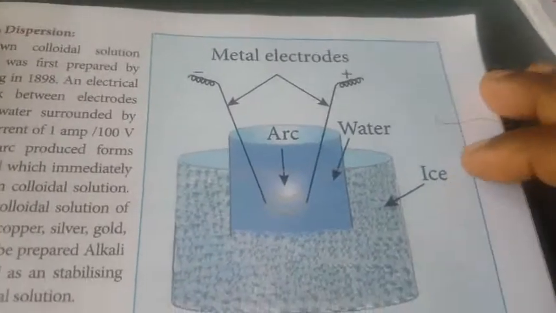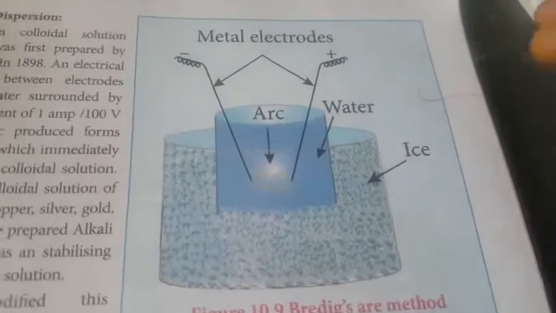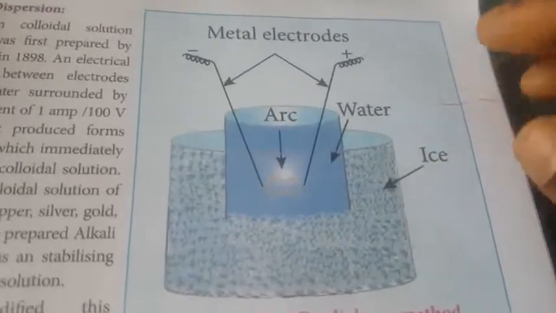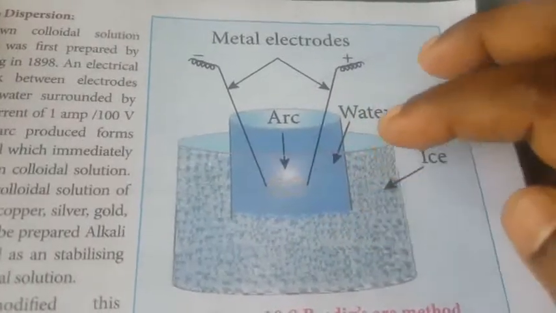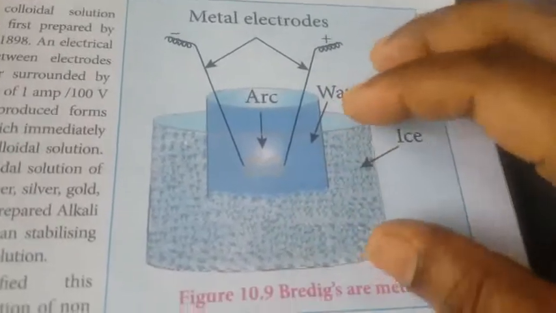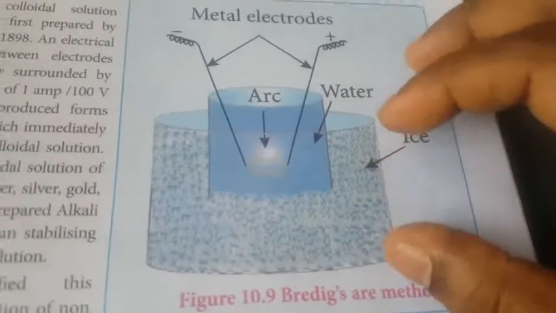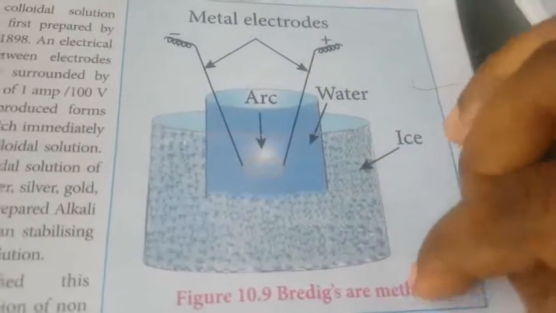The next one is electrical dispersion. What is meant by electrical dispersion? Here we take two electrodes. The brown colloidal solution of platinum, the platinum colloid, can be prepared using this Bredig arc method. This is called the Bredig arc method.